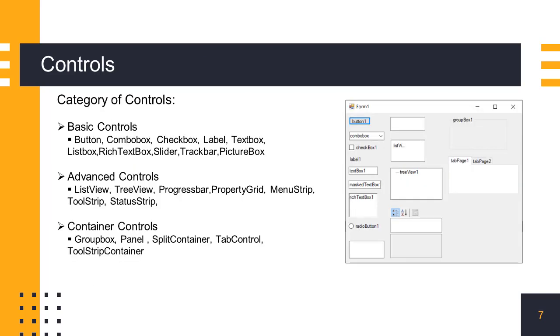Now controls are divided into three categories. Basic controls, which form the building blocks of the interface. These controls are used to display and accept data to the user. Without these controls, the application user interface is incomplete.